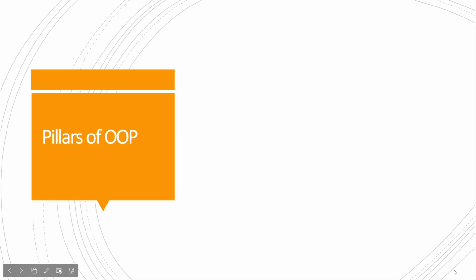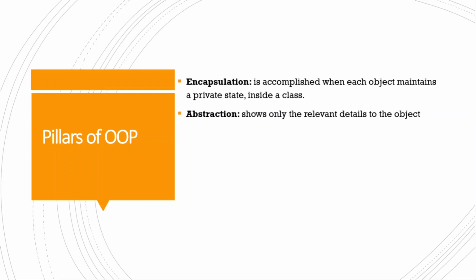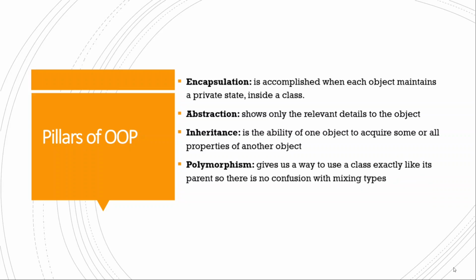Now, we can't talk about OOP unless we get into depth about the 4 pillars of OOP. The first pillar we're going to look at is encapsulation. So this is accomplished when each object maintains a private state inside a class. Abstraction shows only the relevant details of the object. Inheritance is the ability of one object to acquire some or all of the properties of another object. And polymorphism gives us a way to use a class exactly like its parent, so there is no confusion with mixing the types.